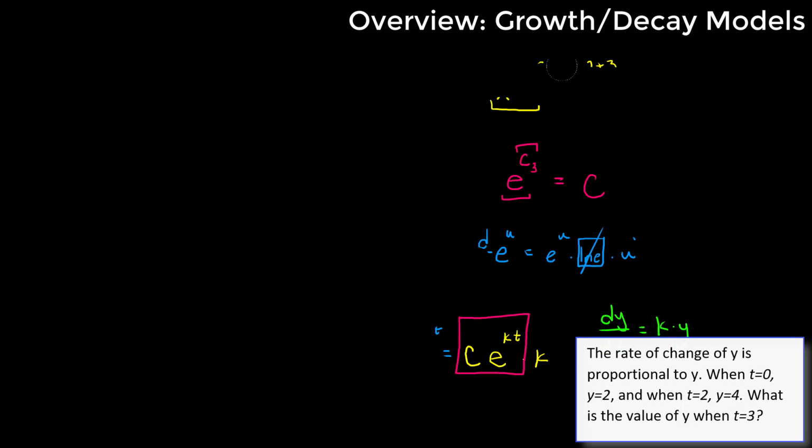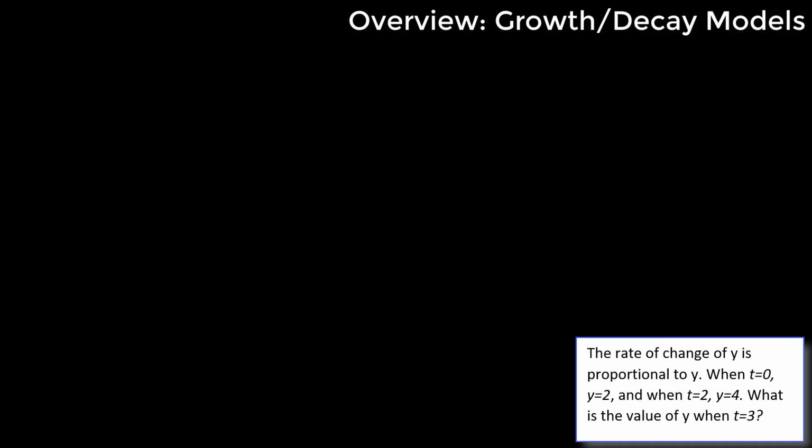The rate of change of y is proportional to y. When t equals 0, y equals 2. And when t equals 2, y equals 4. What is the value of y when t equals 3? Here's how we can tackle it.